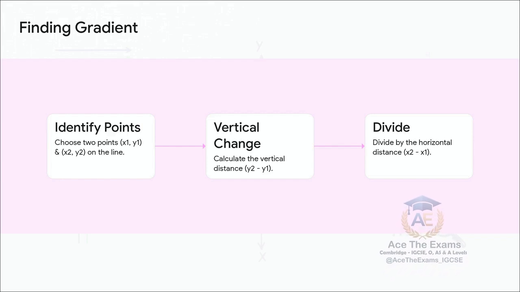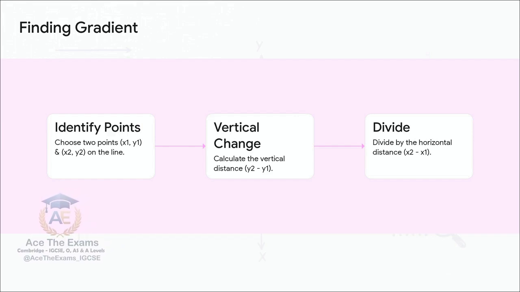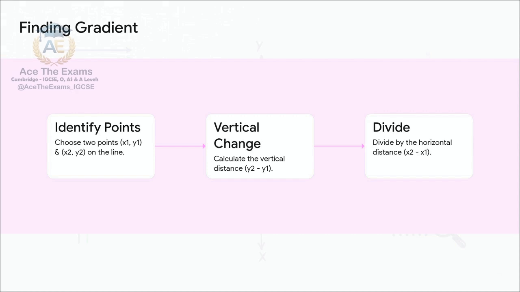So for example, if you've got point A at (2, 3) and point B at (-1, -3), your vertical distance is 6, your horizontal is 3. 6 divided by 3 gives us a nice, clean gradient of exactly 2. And since it's a positive number, it means our line is sloping upward from left to right.